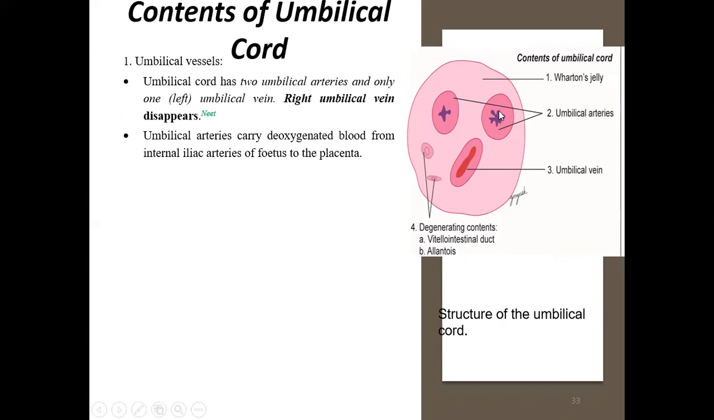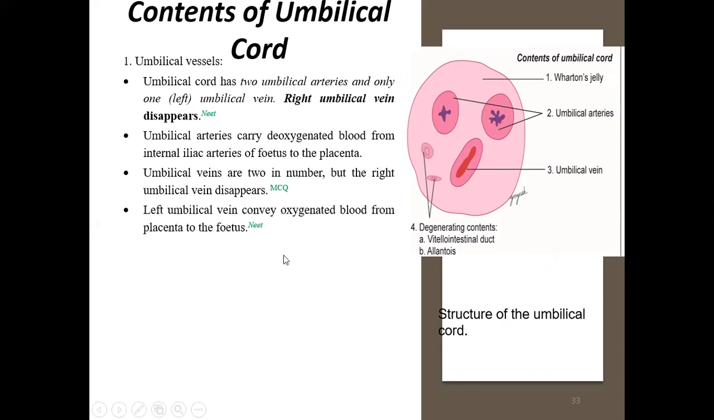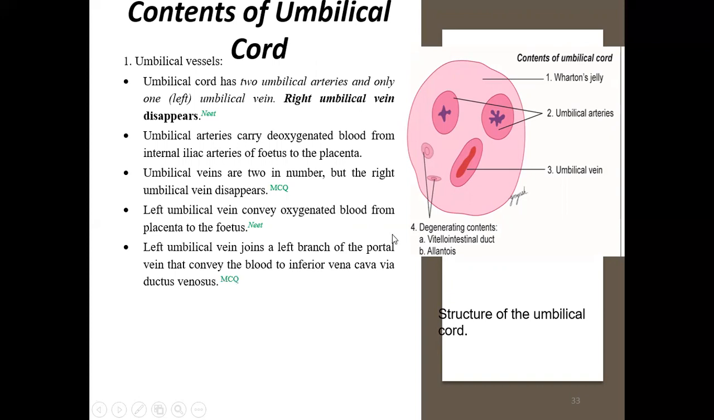Umbilical arteries carry deoxygenated blood from the internal iliac arteries of the fetus to the placenta. Umbilical veins are two in number, but the right will disappear. The left will carry oxygenated blood from the placenta to the fetus. The left umbilical vein will join the left branch of the portal vein that conveys the blood to the inferior vena cava via the ductus venosus. This we will study in detail.